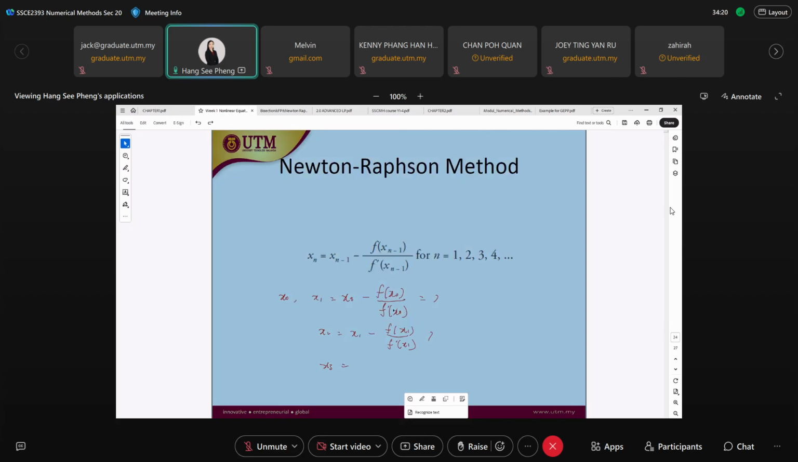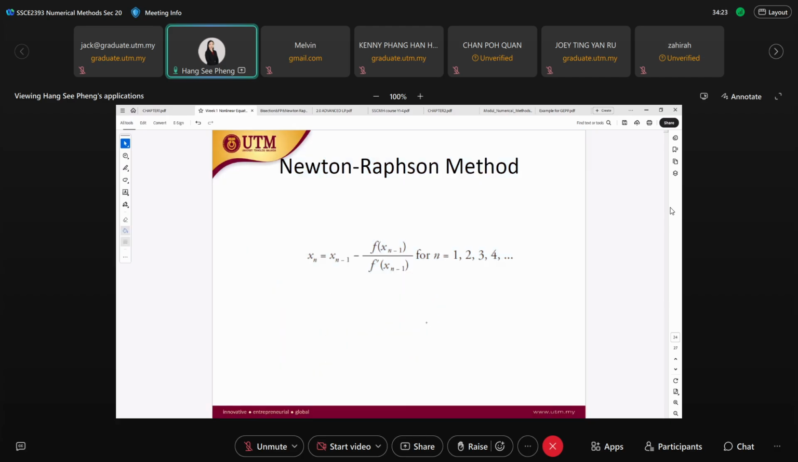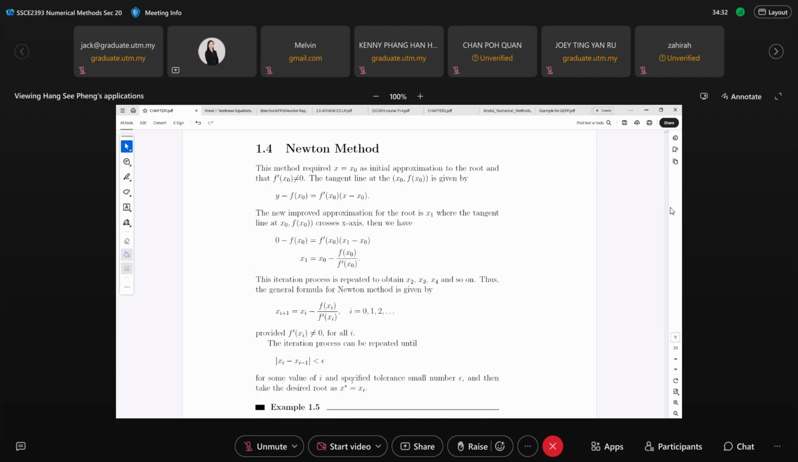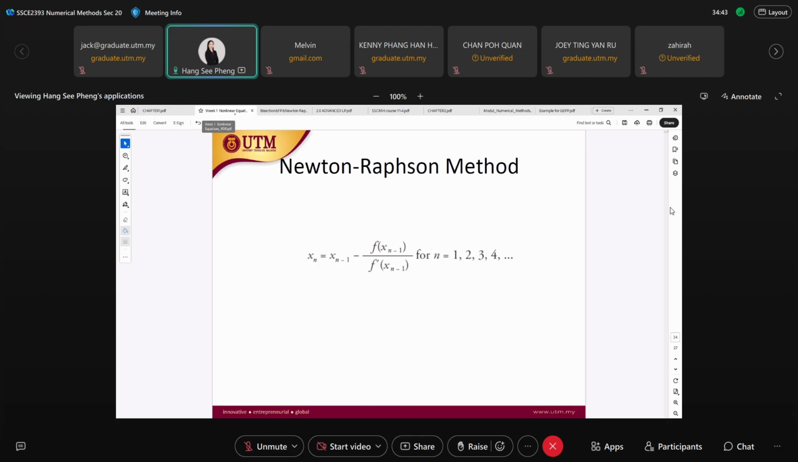And again, it will be a bit different compared to the formula that you can see from the textbook. This is the formula provided in the textbook. We use i plus 1. This one I use i. But here in my notes, you can see that it's n and n minus 1. Actually, the concept is the same, just the labeling. If I change it to x i plus 1 equals x i minus f x i divided by f prime x i, for i equals 0, 1, 2, 3, and 4.